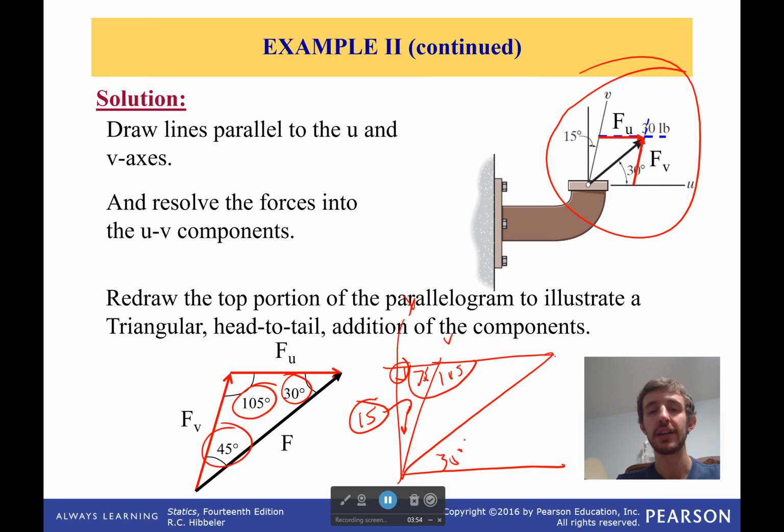30 degrees was right here. From similar triangles, this must also be 30 degrees. And then if we want to have the whole 180 degrees in a triangle, 180 minus 135 would be 45. So that's where all of those numbers came from. It's not hard, it just requires a little bit of thought to make sure you do that right.